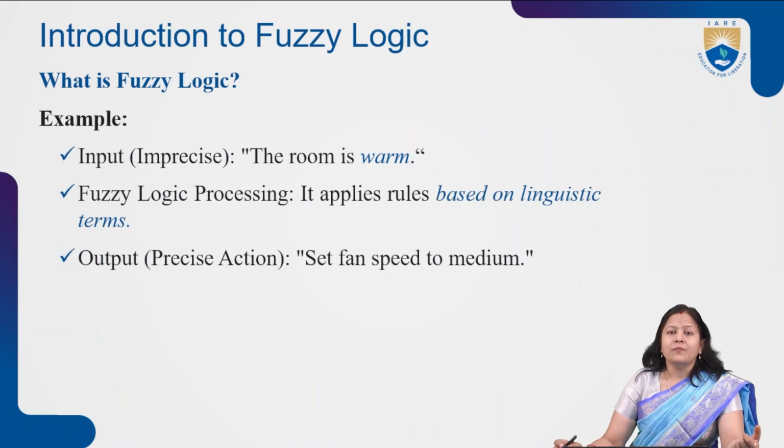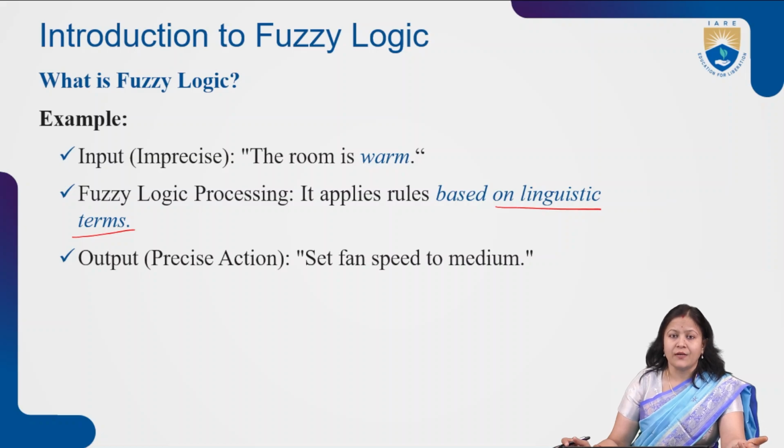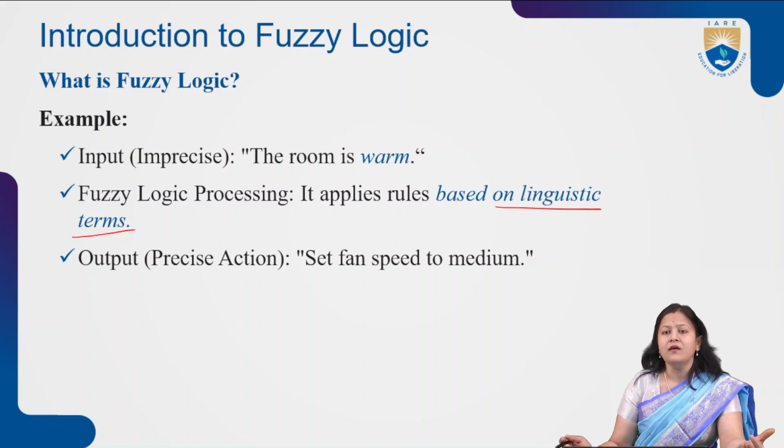Here we can see one example, where the input is given in an imprecise format, like the room is warm. What can we understand from this? The room is warm, but what temperature does it specify? There is no specific information for warmness, but this word can be represented by fuzzy logic processing. It applies rules based on the linguistic term, meaning the language term used by the user. The output after processing by fuzzy logic can produce a precise action, so we can set a fuzzy logic rule like: set the fan speed to medium.